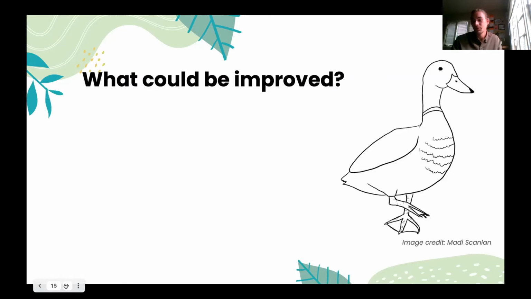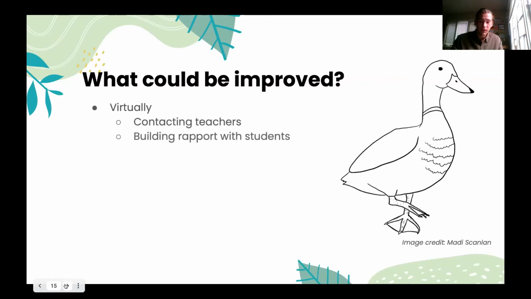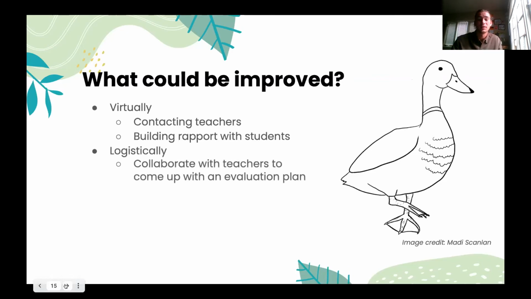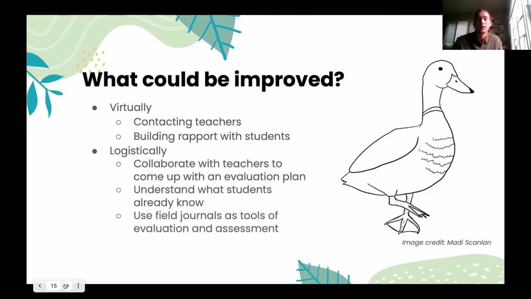And so what can be improved for future lessons and future environmental leadership program teams? We had difficulties virtually contacting teachers and building rapport with students, but we took it as an opportunity to adapt to an ever-changing world. For future environmental leadership programs, we want to improve collaboration with teachers for a more complete evaluation plan. We want to understand what students already know so that we aren't repetitive in our teaching. And we want to get a better grasp on how to use the students' field journals as tools of evaluation rather than something the students keep to themselves.